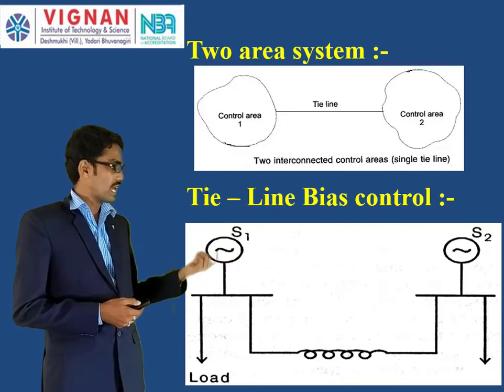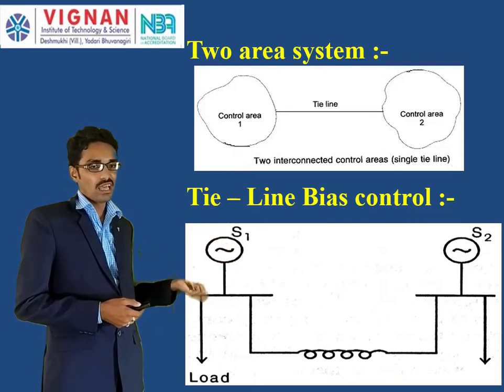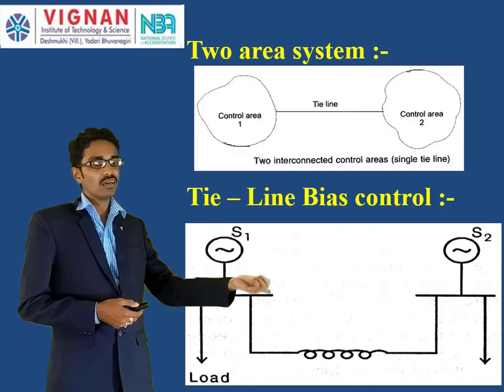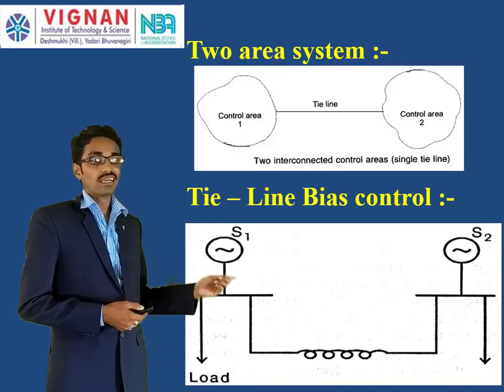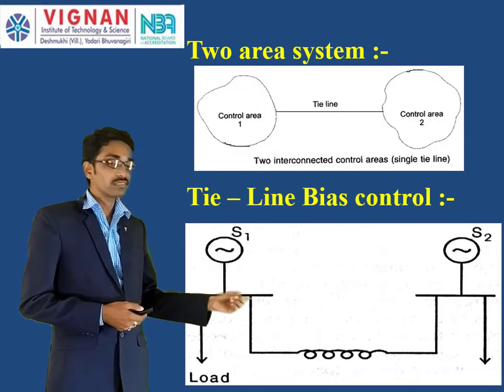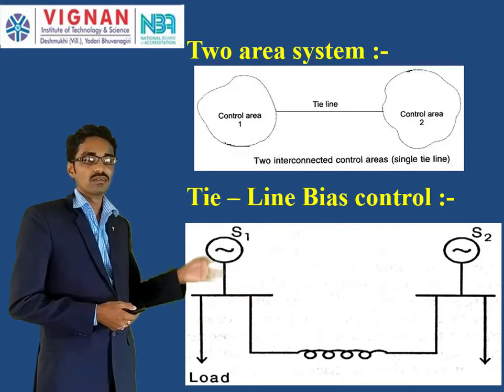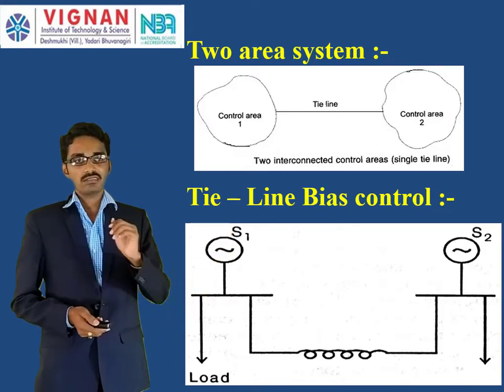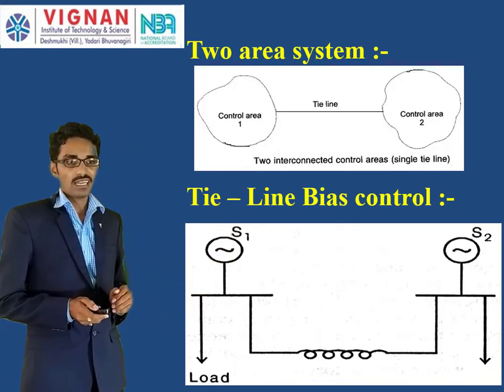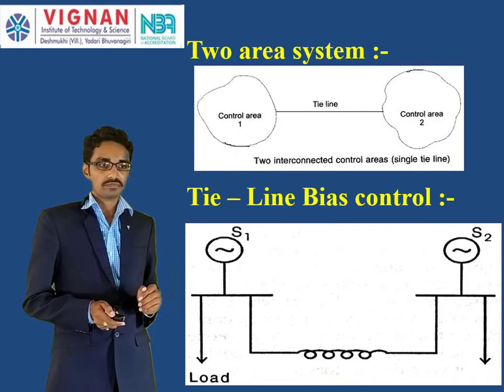Two generators have individual loads, that is the load at S1 and the load at S2. These two generators are connected with a tie line. The middle one is called the tie line, which is used to transfer power from one generating station to the other generating station. That is what we call tie line bias control.